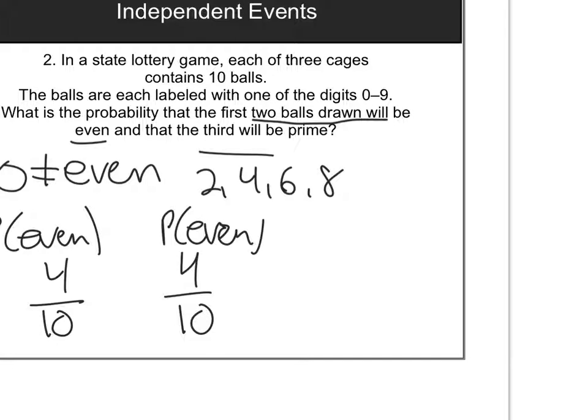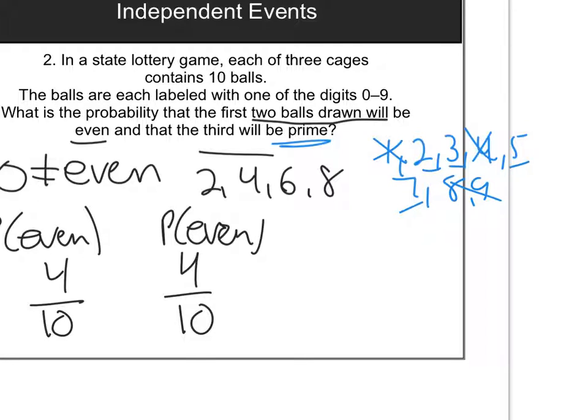That's going to be 4 out of 10 as well. And then if I look at the primes, it would be 1, 2, 3, 4, 5. Oops, not 4, sorry, 7. So 1, 2, 3, 5, and 7. Again, 0 is not prime. And after double checking, 1 is not prime either. So I've got 2, 3, not 4, 5, 7, not 8, not 9. Boom. So the probability of prime is going to be 4 out of 10 as well.